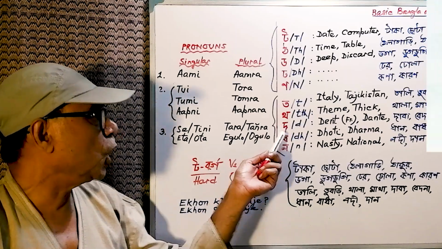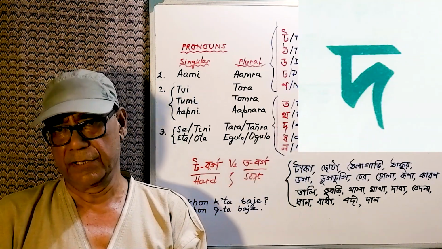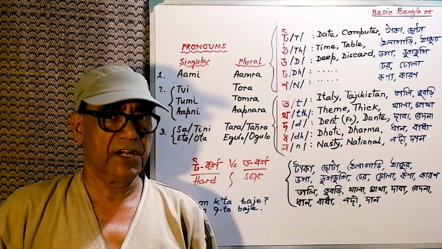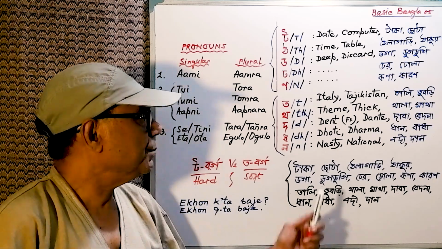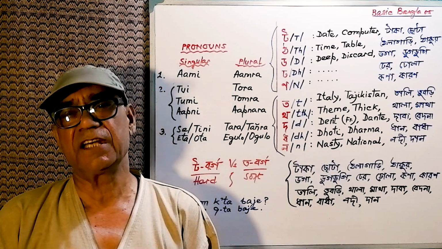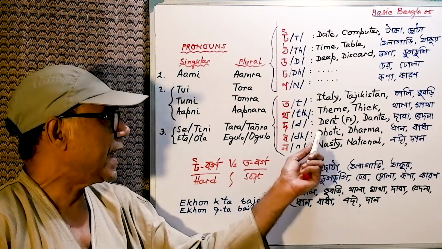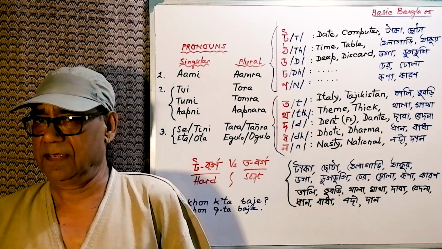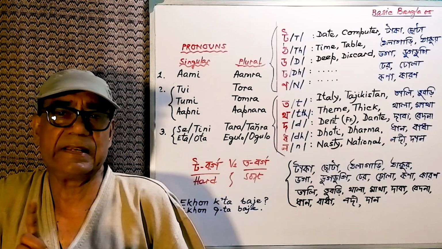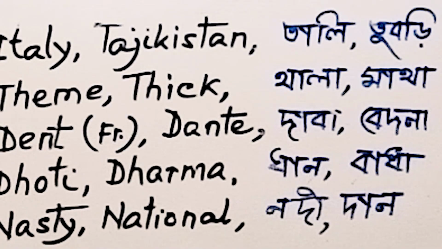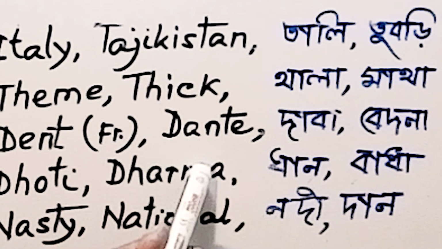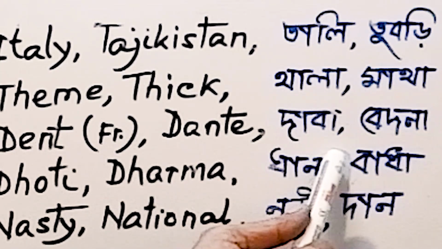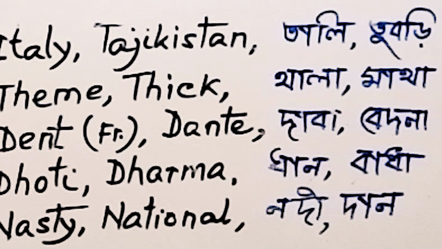Come to the next one, da. Da is not available in English, but the hard form is available. That is D. Dental. Dent. Dental cream. But in French, this dent is dent. So we have this da. And you know, Dante. Dante, not Dante. The Italian poet, he is called Dante. And British people can pronounce this one, Dante. And we have daba, chess. And we have vedana, means pain.